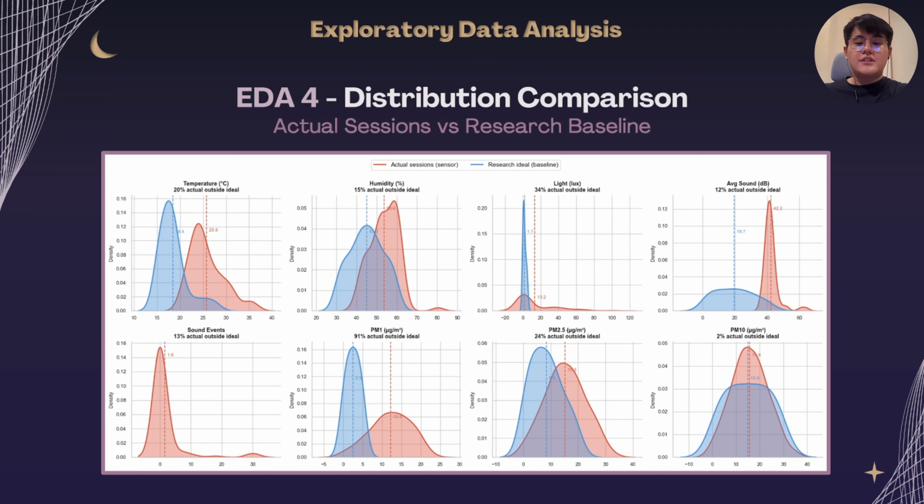The result is that temperature and humidity overlap reasonably well. For light, they diverge: real bedrooms have more ambient light than the research ideal. Sound events are almost near zero in real data, which reflects the quiet environment we monitor.